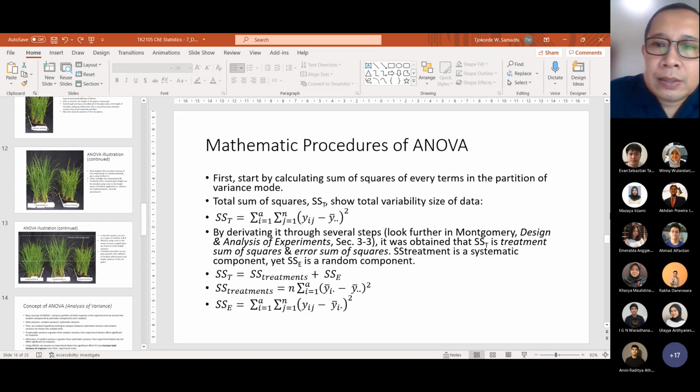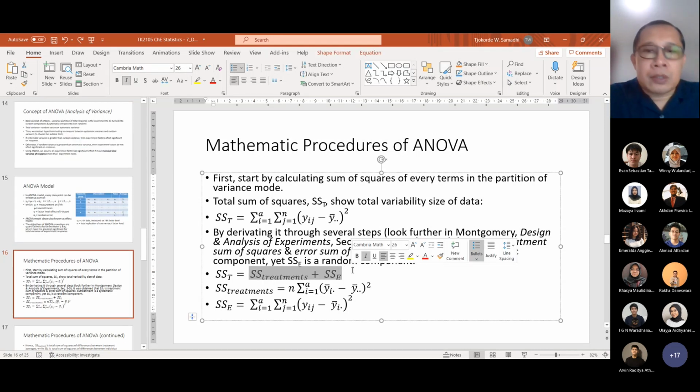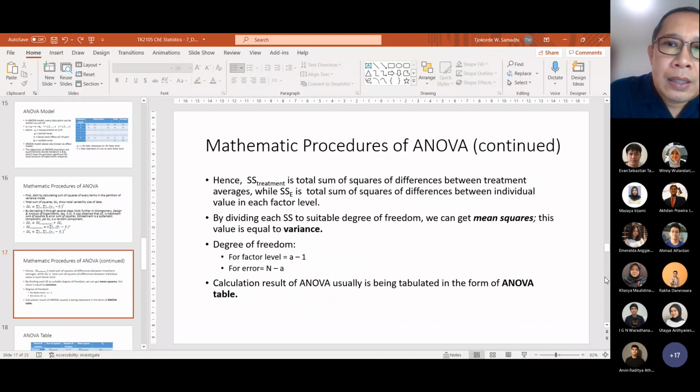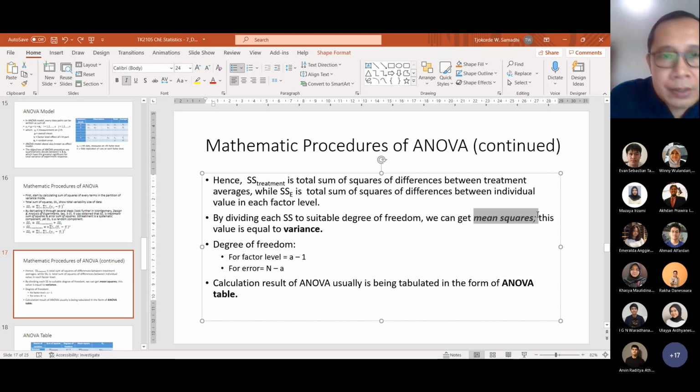Okay, so this is what we call partitioning the variance. We've partitioned the total sum of squares into treatment sum of squares plus error sum of squares. All right. And then what we do is we divide the SS with the respective degree of freedom. So SS divided by degree of freedom equals mean squares, MS. And mathematically, MS behaves just like variance.